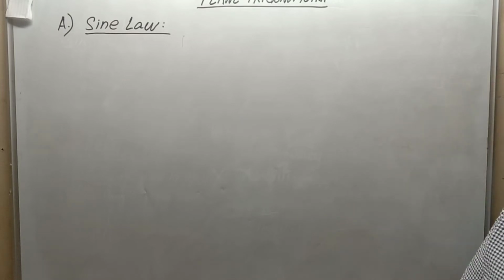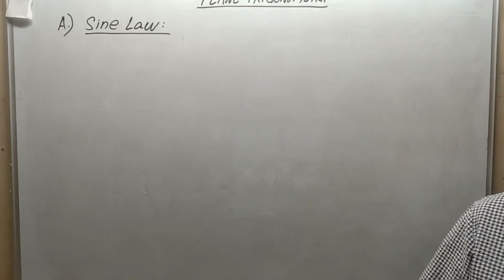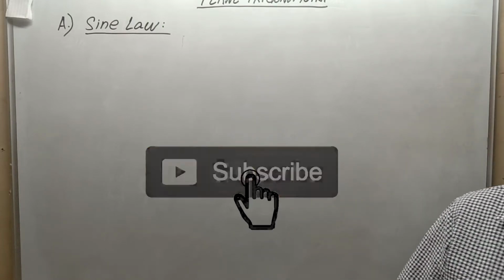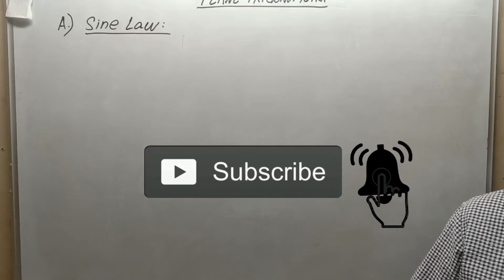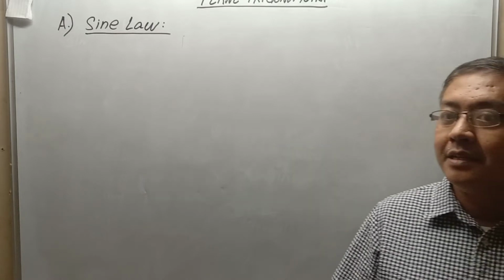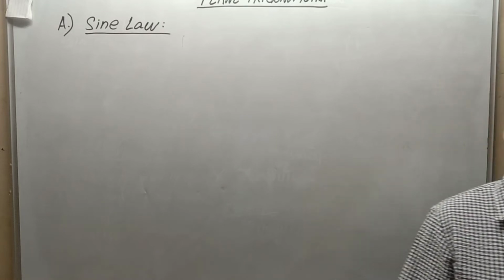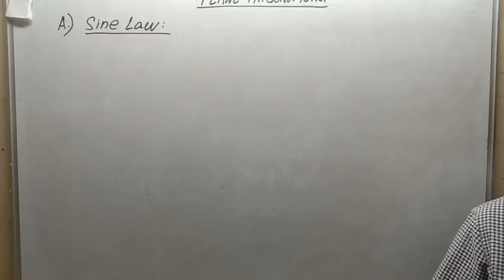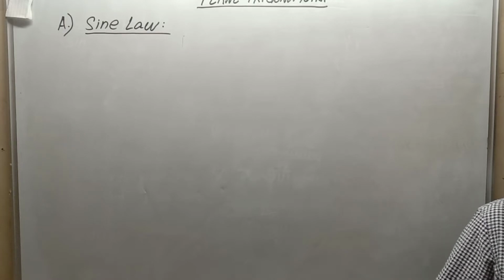And today, guys, our topic is regarding the solution for oblique triangles. Now, I want to discuss to you first the sine law, which is applicable for oblique triangles. So the meaning of sine law is the sides of any triangle are proportional to the sine of their opposite angles.